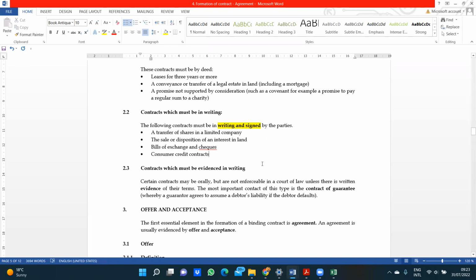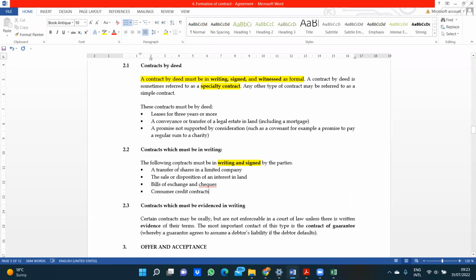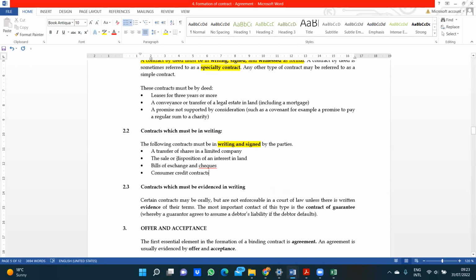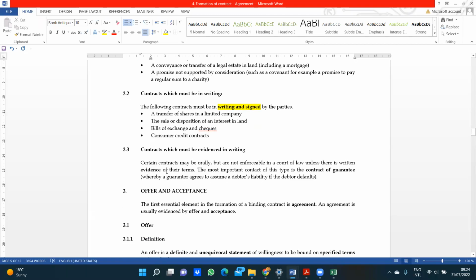There is no witness here. The contract just needs to be written and signed. What makes it different from a deed is that deeds have to be witnessed, but these have no requirement to be witnessed. For example, transfer of shares in a limited company, the sale or disposition of an interest in land, bills of exchange and cheques, consumer credit contracts. These contracts must be in writing.